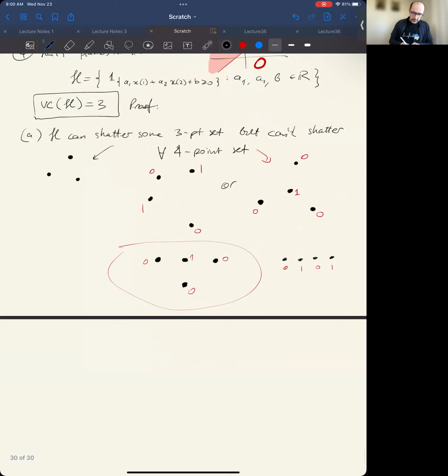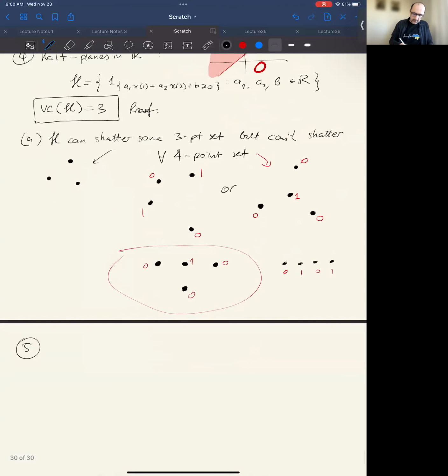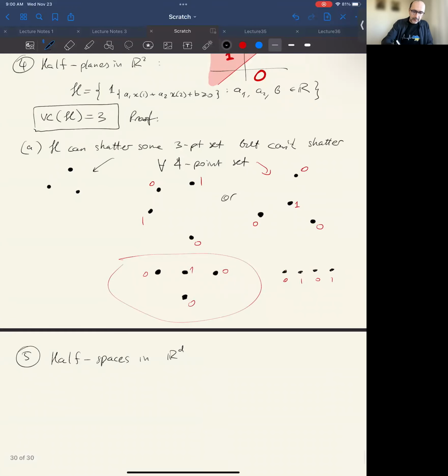Okay. So more realistic examples is we have the same situation, but in higher dimension. Half spaces in R^d. So before we looked at the plane R^2, now we're looking at R^d, and the class is indicator functions of the half planes, and the half planes are like this. wx, that's a linear function, plus b, that's an offset, is greater than 0, where w is in R^d and b is in R.